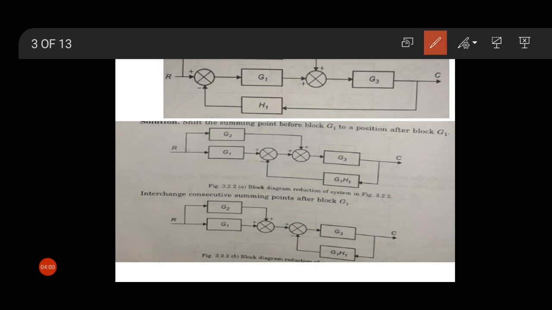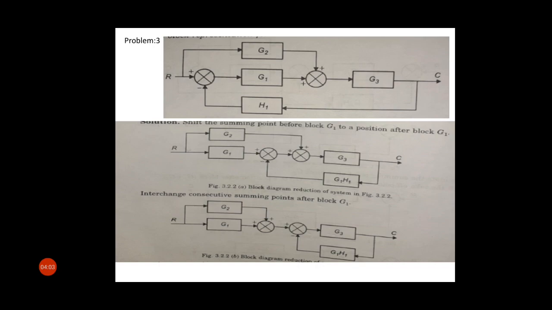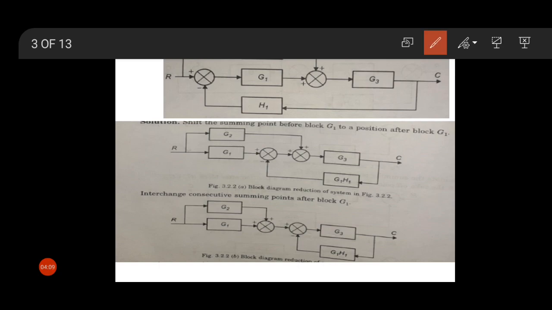See, this is our third problem. In this case, in the first step, we shift the summing point before block G1 to a position after block G1, means we shift this summing point from here to here. Then in the next step, we interchange the consecutive summing points after block G1, means we interchange these two summing points. After interchanging these two summing points, we get this type of structure.